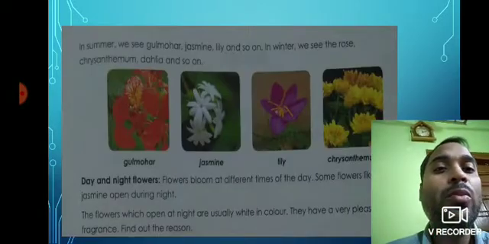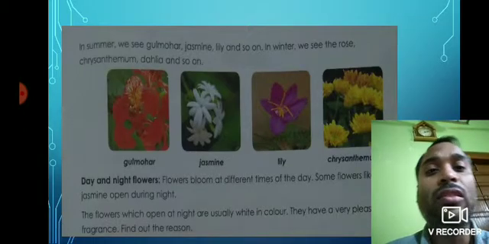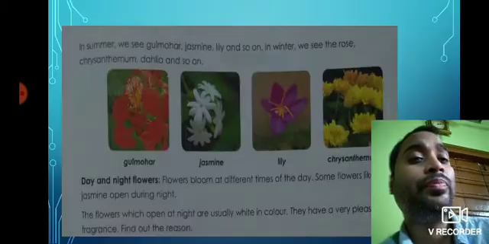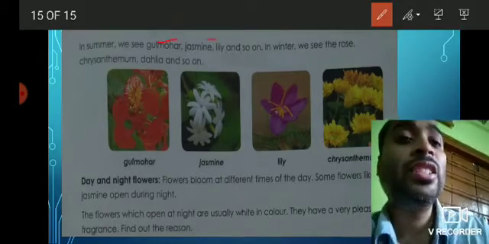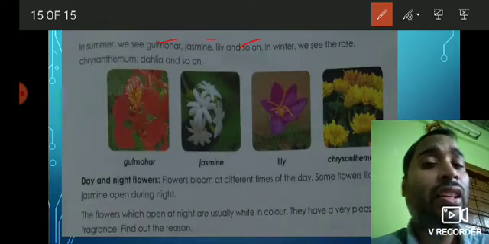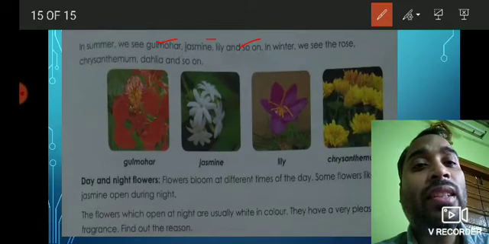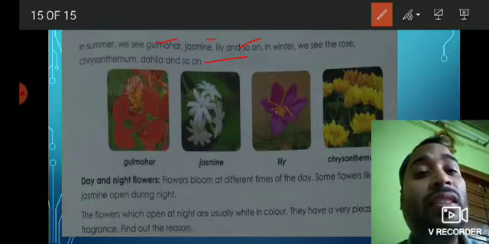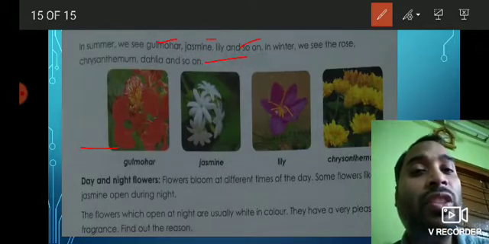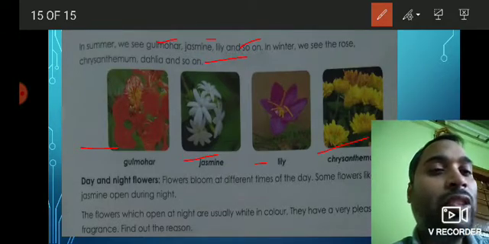In summer we see gulmohar, jasmine, lily and so on, whereas in winter we see rose, chrysanthemum, dahlia and so on. So these are some examples of flowers that grow in different seasons, like gulmohar, jasmine, lily, which are generally seen in summer, and in winter we see rose, chrysanthemum, dahlia and so on. Here are the pictures of such flowers: gulmohar, jasmine, lily, chrysanthemum, with yellow petals.